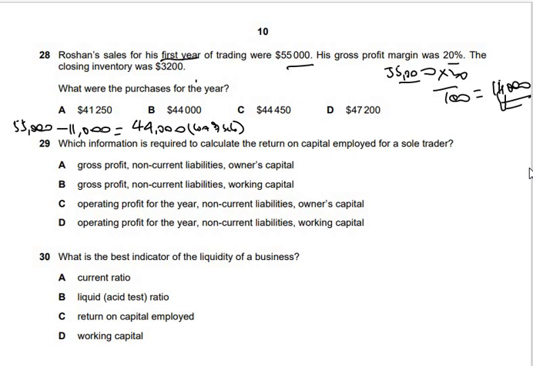Now I'm going to apply the formula: opening inventory, which I don't have, plus purchases, which I'm being asked, minus closing inventory. The closing inventory is 3,200, is equal to cost of sales. And the cost of sales is 44,000. So the purchases will be 44,000 plus 3,200, which will give me 47,200. So the answer is D.